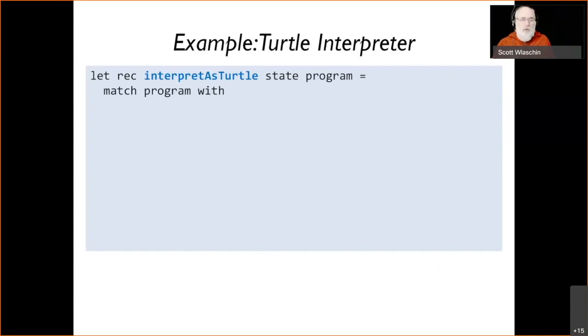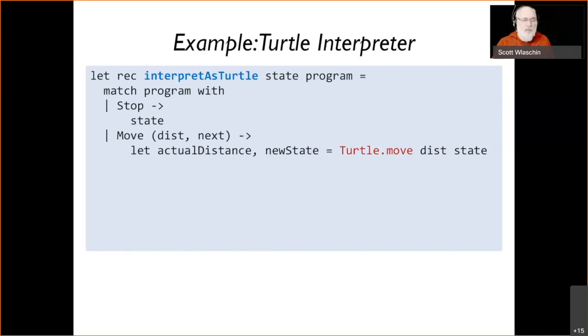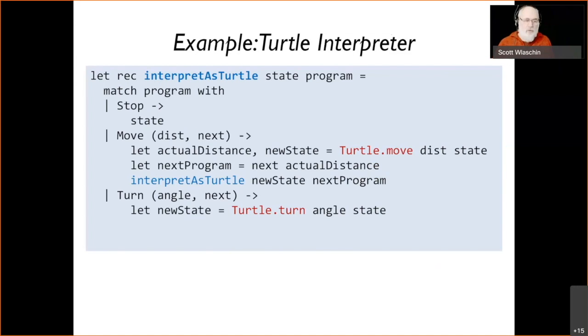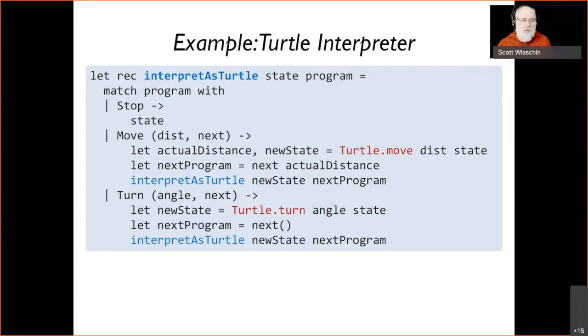So here's interpreting it as a turtle. When I get the move instruction, I actually move the turtle. And then I loop again and try again. If I get the turn instruction, I actually turn the turtle. So that's the interpreter version of moving the physical turtle.